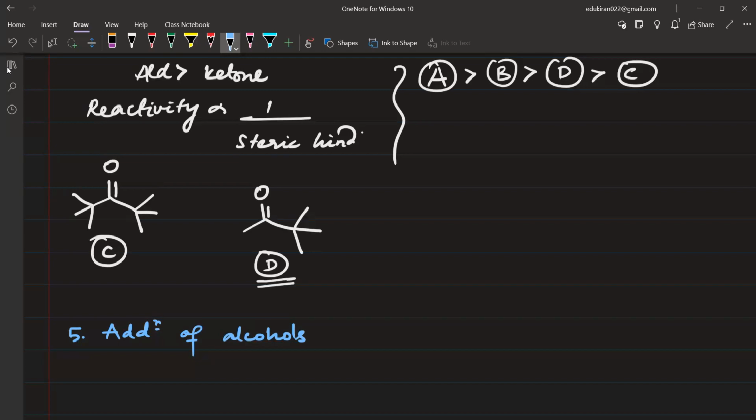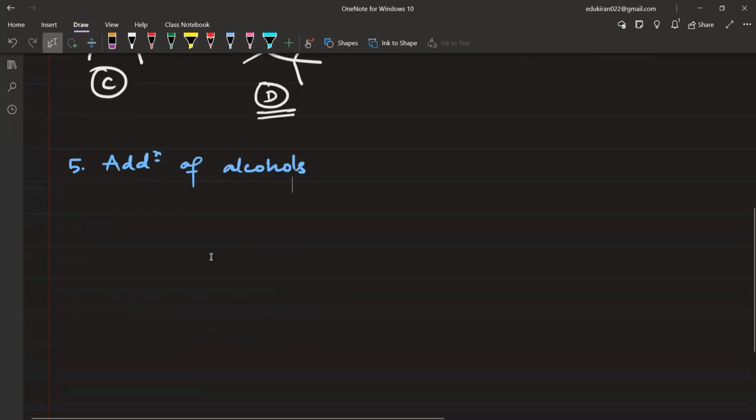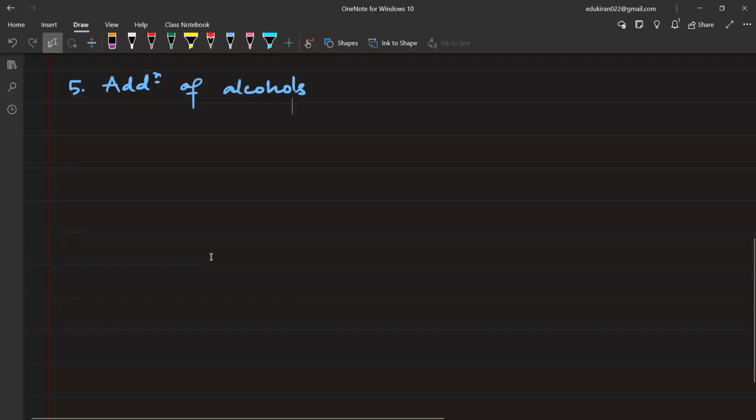Okay. Now please write addition of alcohol. Now let us see the reaction. Let us first of all compare with aldehyde. So first, as we are going to look at aldehyde, we have R bonded to carbon, doubly bonded to oxygen, and then we have hydrogen. Plus we have R dash OH.